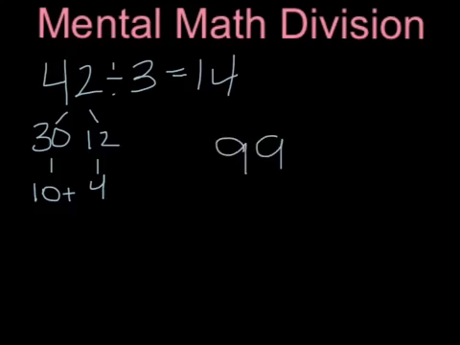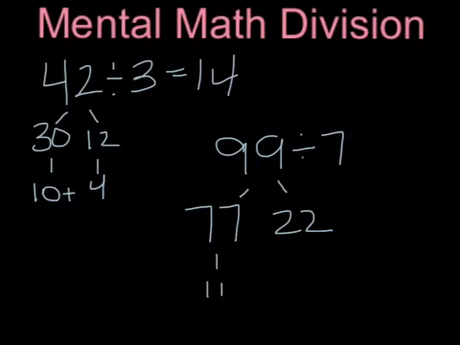99 divided by 7. So what are some numbers that 7 easily goes into? I know right off the top of my head that I can pull out a 77, because 7 times 11 is 77, and I can also pull out from that 22, which is pretty close to a multiple of 7. It's not quite exactly, but it will go in 3 times with a remainder of 1.